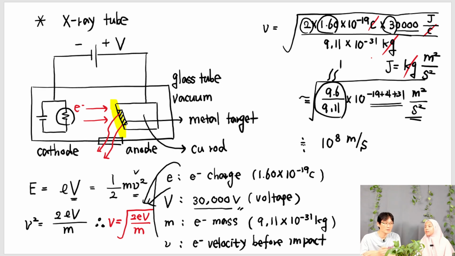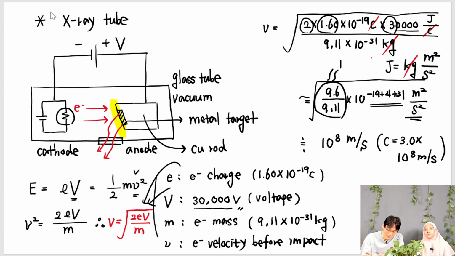Can you remember the velocity of the light? Yes, around 10 to the power of 8, sir. C light should be 3.0 times 10 to 8 meter per second. So very incredible numbers. Voltage 30,000 and then velocity of electron 10 to 8 is 1/3 of the speed of the light. Wow.